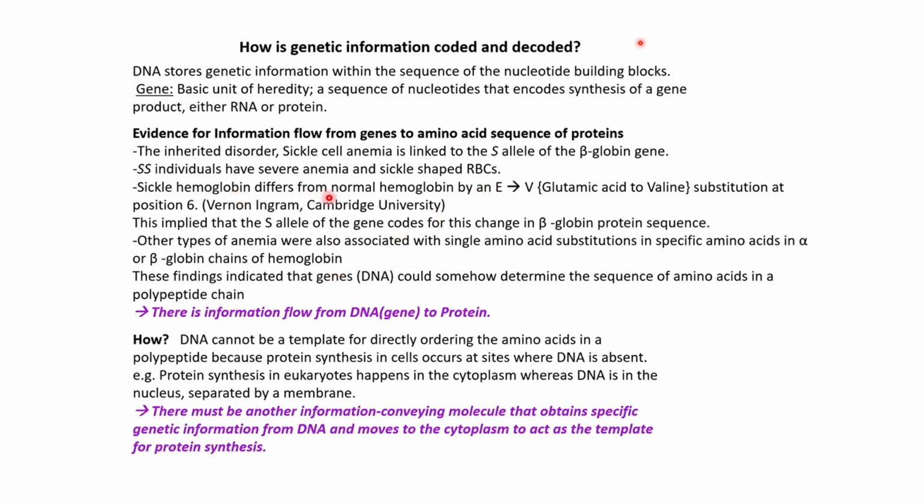Basically, if I talk about the general idea, in sickle cell there is a single amino acid change from glutamic acid to valine. Because of this single amino acid change, there is a disease condition called sickle cell anemia. In normal hemoglobin, the normal beta globin molecule, there is a glutamic acid, but in sickle cell disease there is a valine present instead of glutamic acid at the sixth position of the globin molecule.